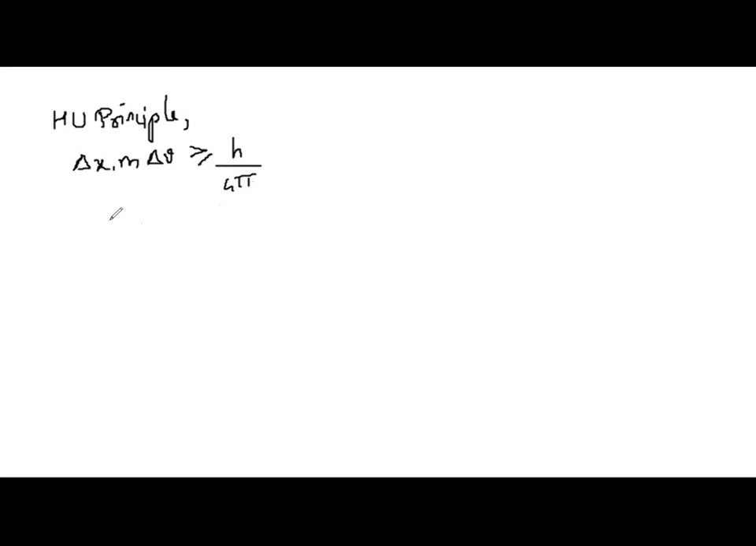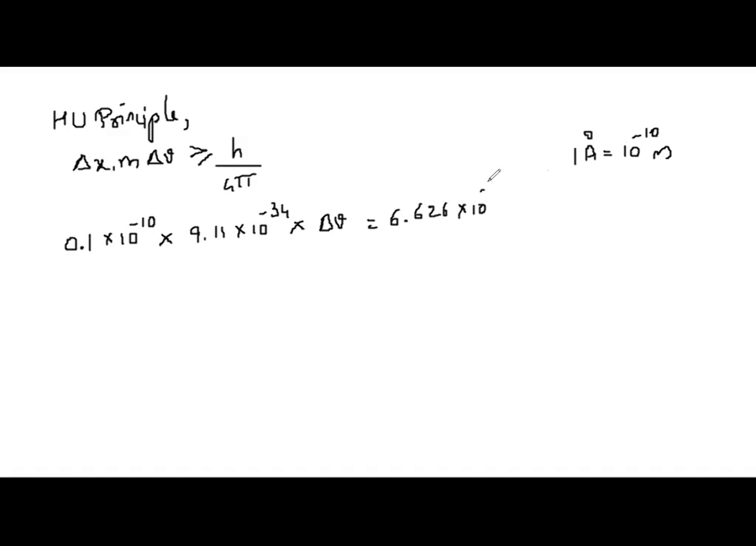The distance is given, right? 0.1 angstrom. Rest all are in SI units, so I'll convert the 0.1 angstrom into SI units. So I can write the distance as 0.1 into 10 raised to minus 10, because 1 angstrom is equal to 10 raised to minus 10 meters. Into what is the mass given? The mass of the electron is 9.11 into 10 raised to minus 34. Into what is the velocity given? Velocity is what we are supposed to find. That is equal to Planck's constant 6.626 into 10 raised to minus 34 divided by 4 into pi, whose value is 3.142.